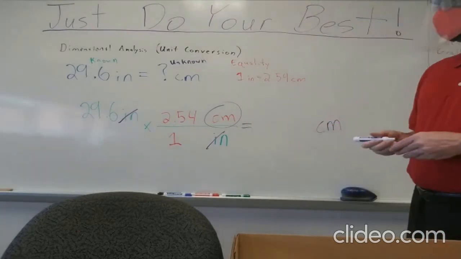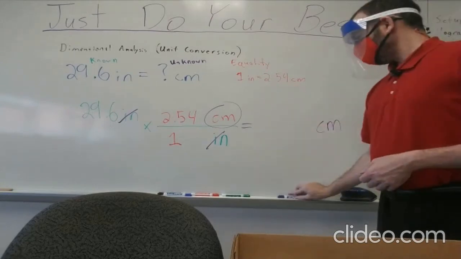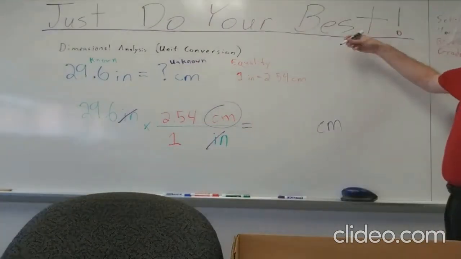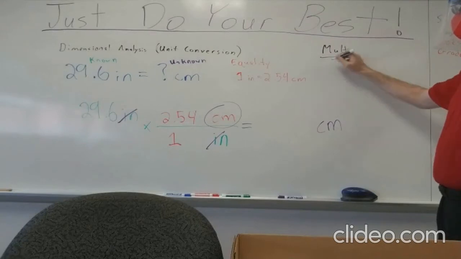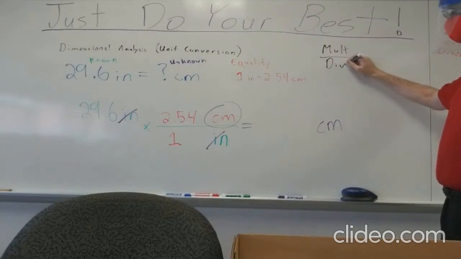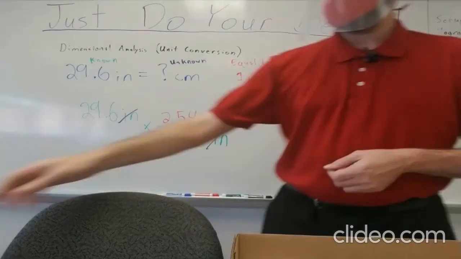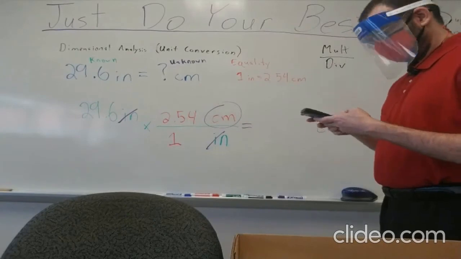Now, we need to then do math here. Math is very simple when it comes to dimensional analysis because the general scheme is you multiply everything that's on the top and you divide everything that's on the bottom. So I'm going to take my trusty calculator. I'm going to type in the 29.6.